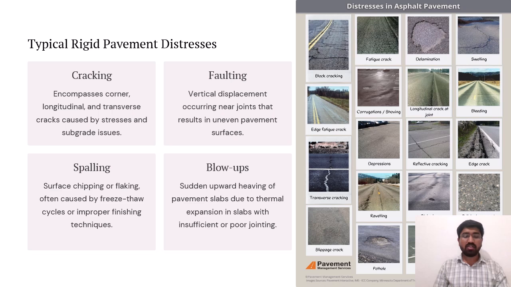For example, a section of Delhi Ring Road experienced a blowup due to extreme summer heat, where the concrete expanded beyond its relief capacity, causing the slab to buckle. These are images showing the types of rigid pavement distresses: block cracking, fatigue cracking, delamination, swelling, edge fatigue crack, corrugation, longitudinal crack at joints, bleeding, depressions, reflective cracking, edge crack, and etc.